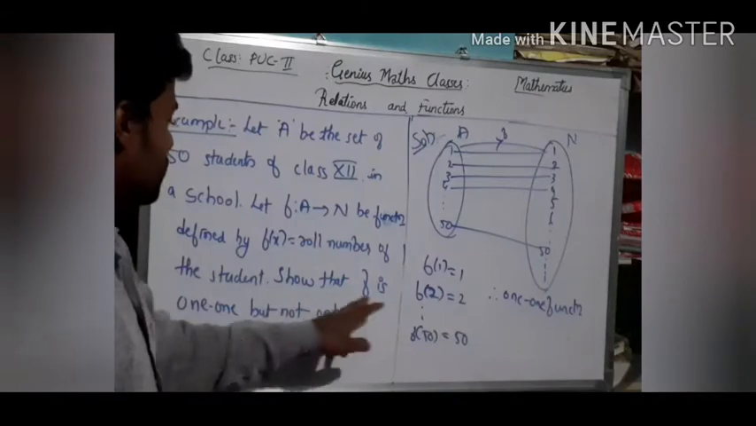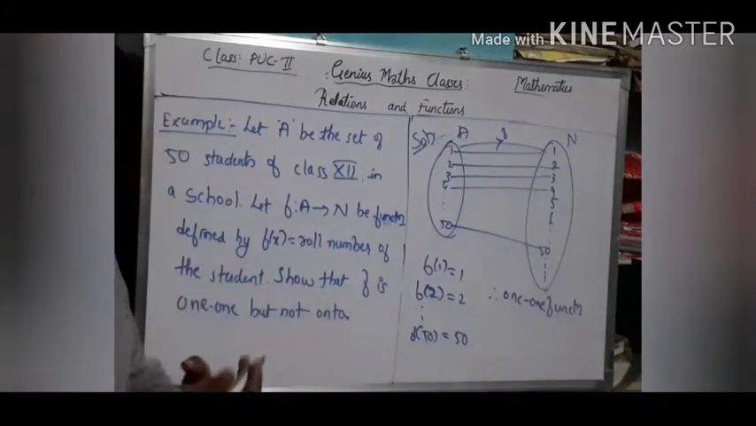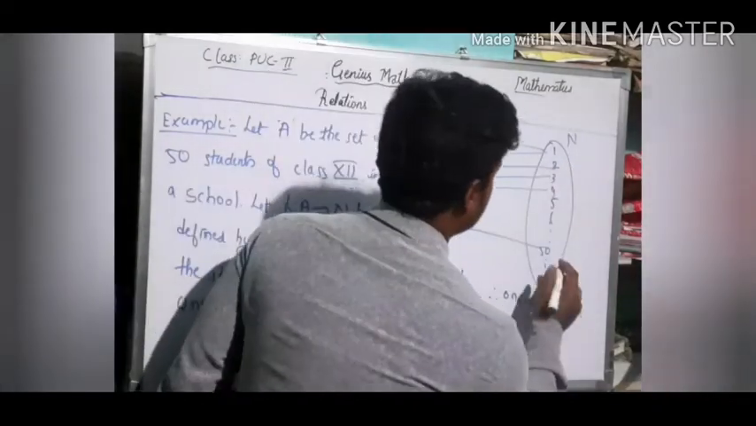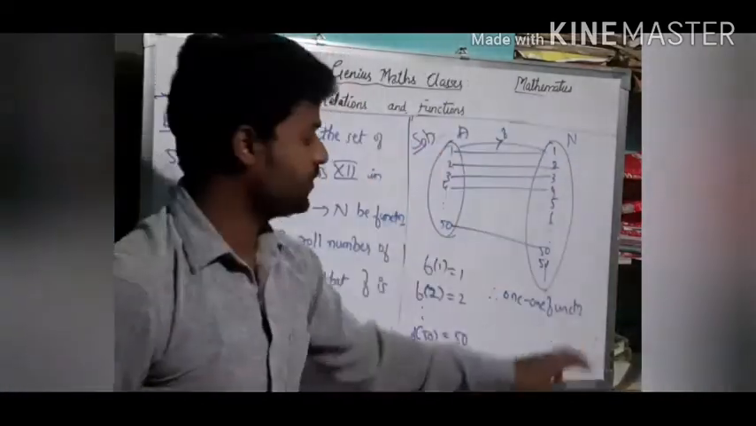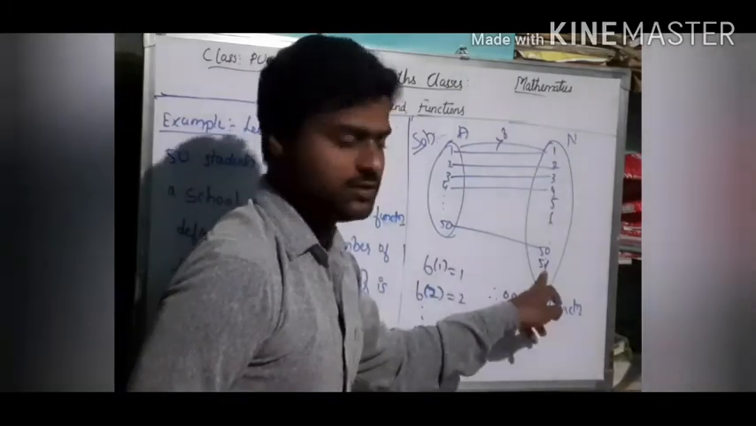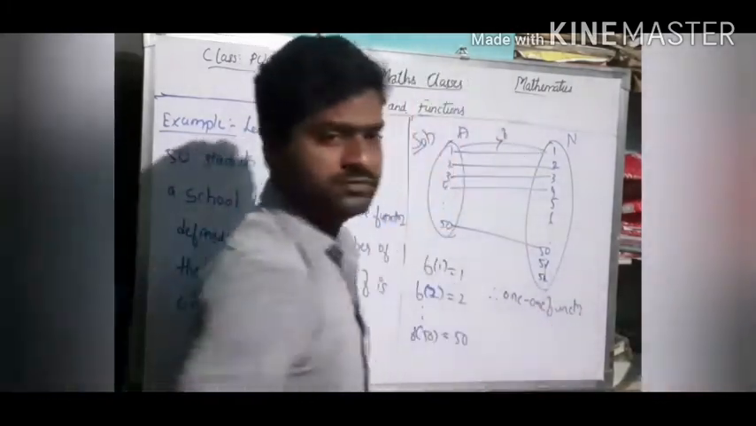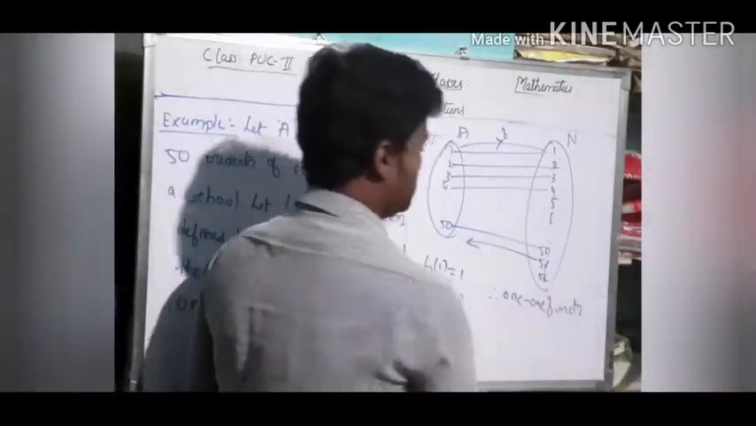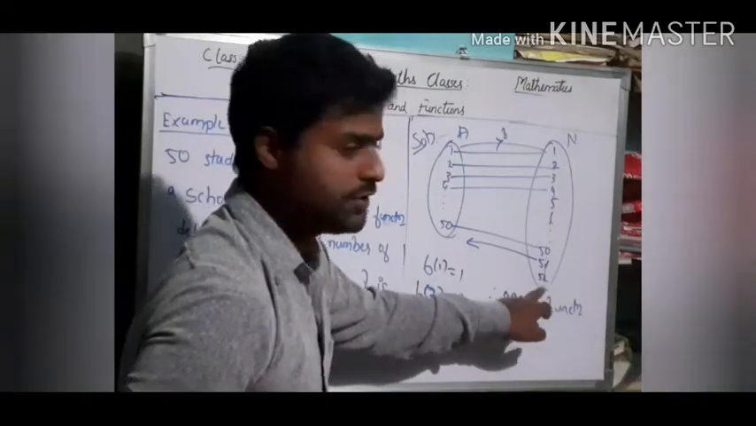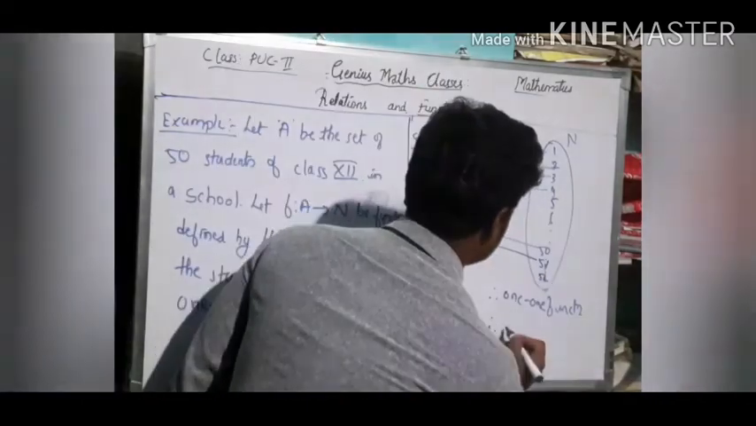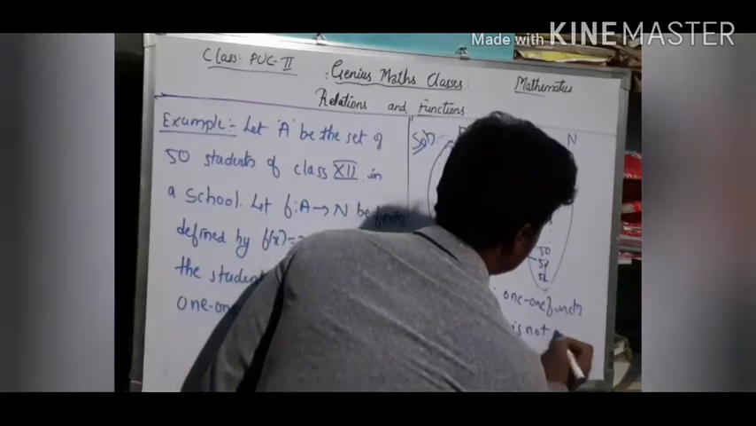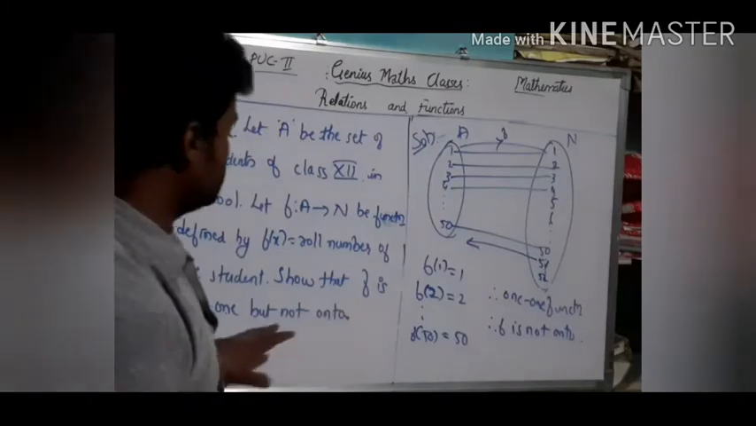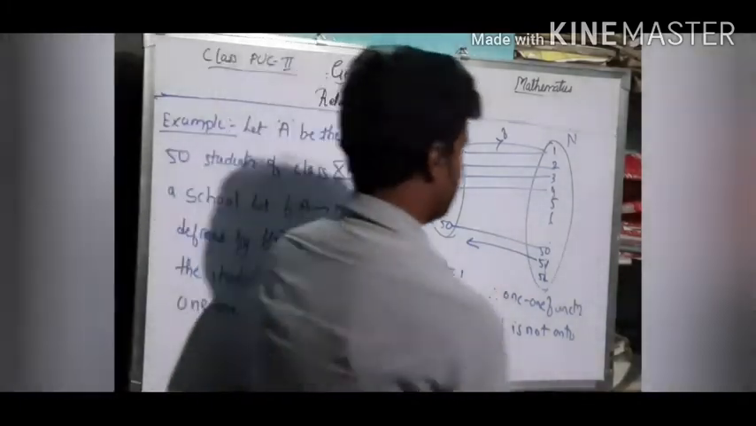They said that the function is one-one but not onto. Observe here, in this codomain of natural numbers, after 50 you will get 51. Is there any student who got roll number 51? Then 52. Is there any student who got roll number 52? No. There doesn't exist pre-images for 51, 52 and so on. Therefore, f is not onto. So this is a simple example of a function that is one-one but not onto.